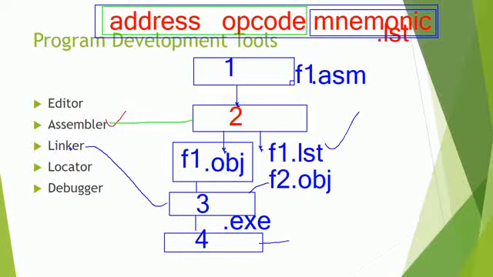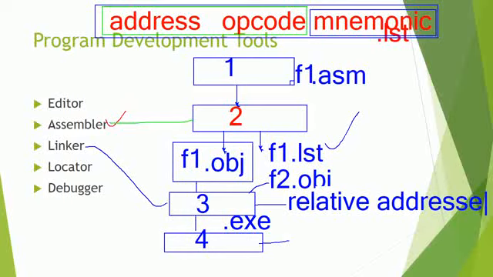The linker, we are having the linker now. The linker is the one which is linking the .obj files and assigning the relative addresses. This third block is assigning the relative addresses. I'm sorry, it is integrating all the .obj files and assigning the relative addresses.